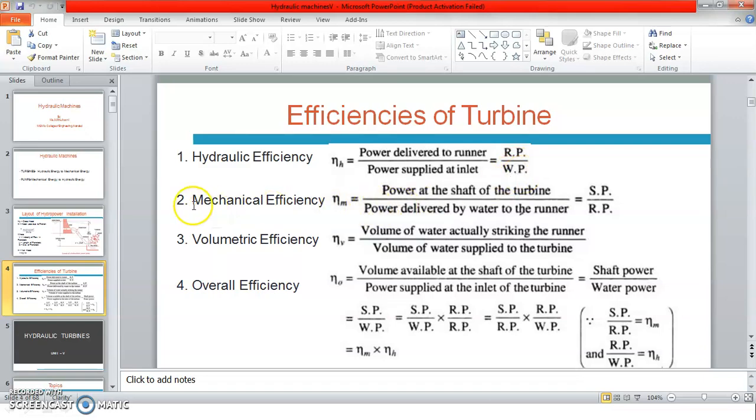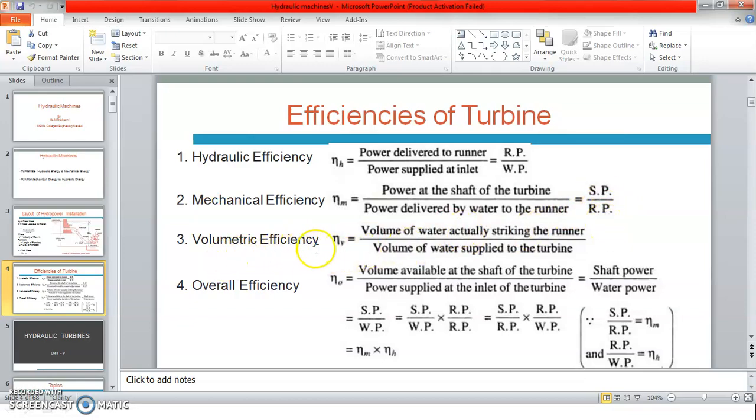Then similarly, mechanical efficiency is nothing but the power at the shaft of the turbine to the power delivered by water to the runner, SP by RP. Runner power is denoted by RP. Water power, that is water supplied, is denoted by WP. Then shaft power is denoted by SP. And again, power delivered by the water to the runner is the runner power, RP. So mechanical efficiency is SP upon RP.